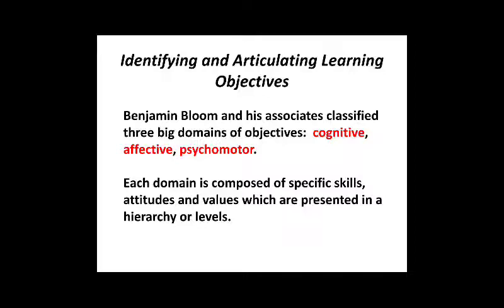As already mentioned earlier, this taxonomy of objectives was created by Benjamin Bloom and his associates in 1956. But in 2001, this taxonomy was revised. This was revised from nouns to verbs, meaning from output to process.